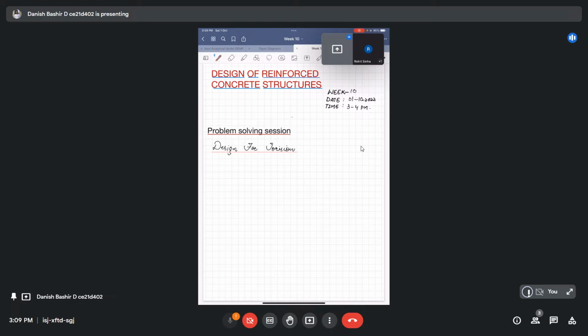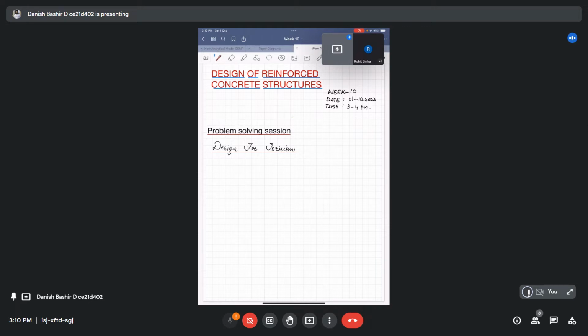In torsion effects, you would have studied these definitions: primary torsion, secondary torsion, and all the theories regarding torsion and the behavior of plain concrete in torsion, as well as reinforced concrete in torsion, and why we need torsional reinforcement and what the detailing is. Today we are directly going to solve a design problem regarding the torsional reinforcement.